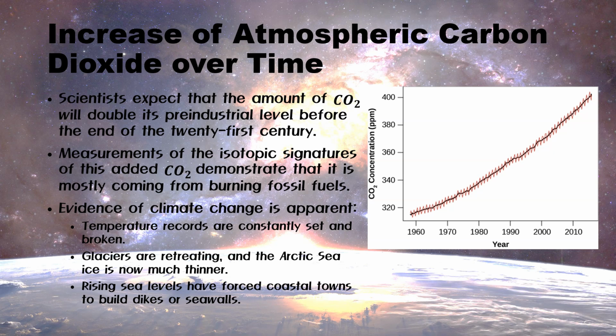One of the things we notice is that temperature records are constantly being set and broken. Our glaciers are retreating, and the Arctic Sea ice is now much thinner than it historically used to be. We have rising sea levels that are also forcing coastal towns to build dikes and seawalls. And if you look at this graph, you can see our CO2 concentration, in parts per million, has been steadily rising over the decades, and it's continuing to rise well into today.